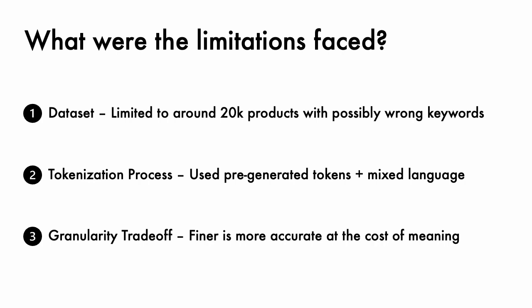Next, for the tokenization process, the pre-generated tokens, while convenient, could be potentially incorrect. Aside from this, the usage of Thai and English keywords combined could be leading to issues in vectorization, wherein a single language alone would be better. Finally, there is a trade-off for the granularity of the tokens. Instead of representing a single word, a finer token would represent a syllable. And while this would be good for clustering, it would be hard to invert the results as shown and obtain meaning from each cluster.